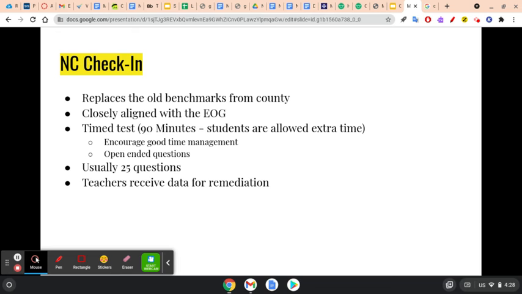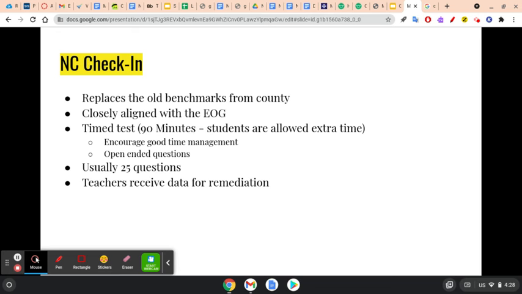Everything that we cover in quarter 1 will then be tested for the quarter 1 check-in. So for check-in 2, it will be everything that we covered for quarter 2. This is a timed test. They do get 90 minutes. They are allowed to have extra time, but the goal is that it is supposed to be completed in 90 minutes for the average student.